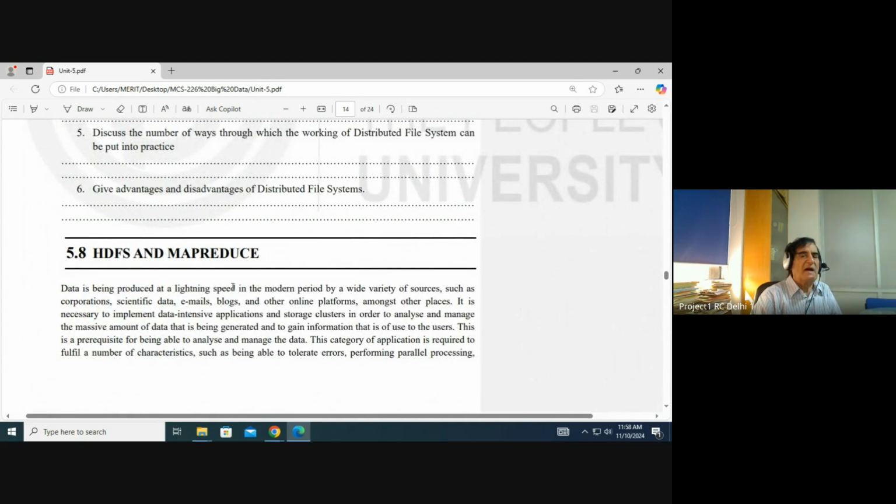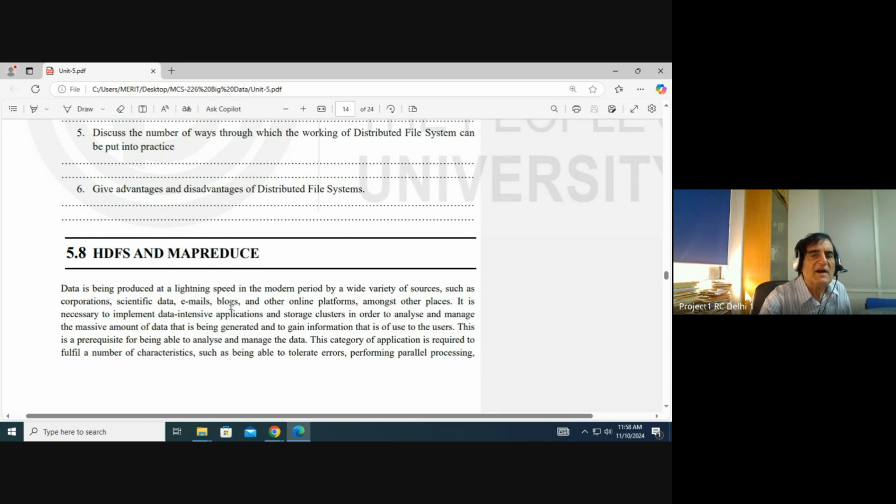HDFS and MapReduce, that's the important point. This is the last part of this unit. Data is being produced at lightning speed in the modern world. The maximum velocity is very high. We started with 3 V's earlier. Big data was introduced with 3 V's, but now it is 9 V's which we are talking about.